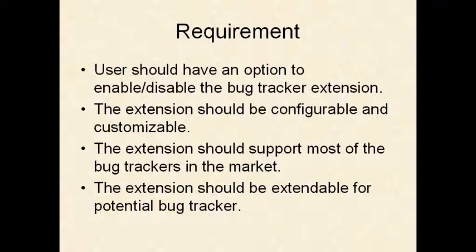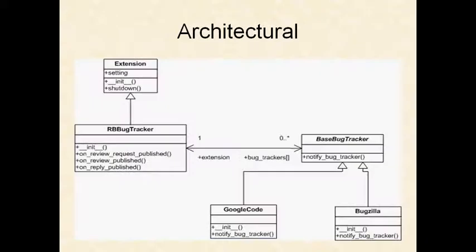The requirement is mainly to design the extension to be extendable for different kinds of bug checkers. This is the architecture of the extension. RB bug checker is the extension I'm implementing. My extension is a subclass of the base extension. Google Code is a wrapper class for the Google Code API, and Bugzilla is a wrapper class for the Bugzilla Bug Checker API. All the specific bug checkers subclass from the base bug checker.